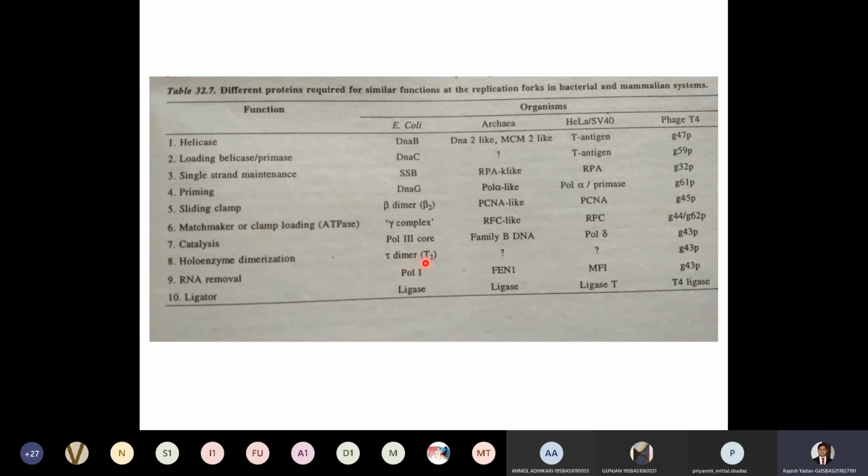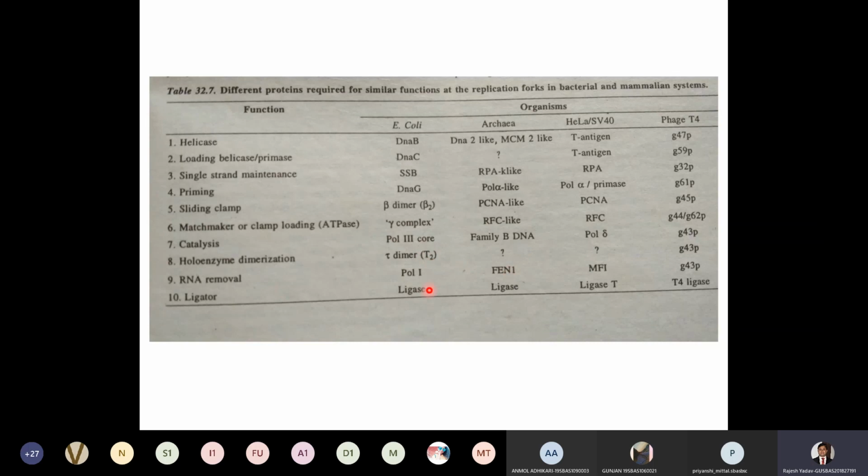coli tau dimer. I have not explained about this tau dimer. This is also one of the components of DNA polymerase III. So DNA polymerase III has a beta dimer, fork enzyme, gamma complex, and sometimes this tau protein is also present, because every time the tau dimer is not present. In some conditions, in some bacteria, this tau protein is also present. But in E. coli, in the archaea and HeLa virus, there is no known protein equivalent to the tau dimer. So that is why I said the main function of tau dimer is not known.